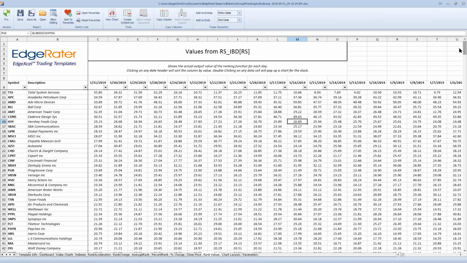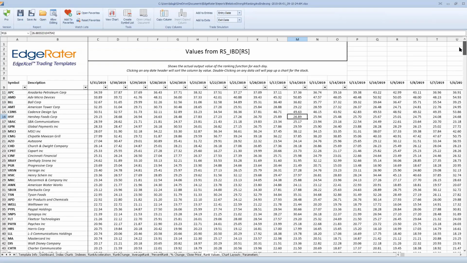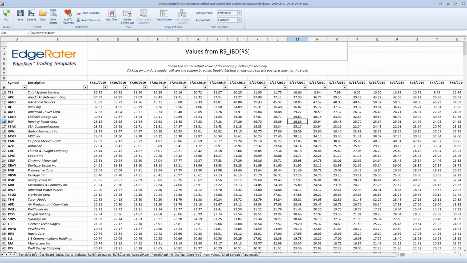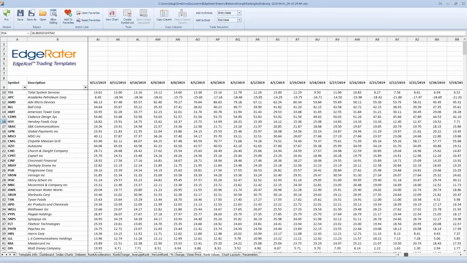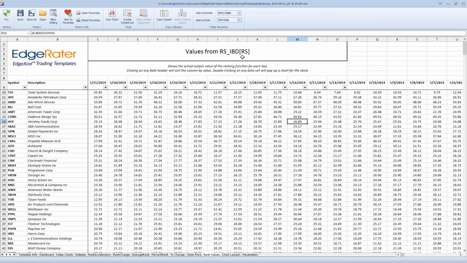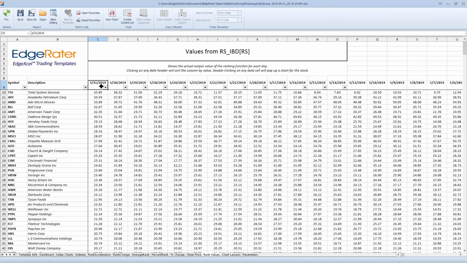This is for every stock in the list. And for every day that you have chosen to run this report for, it's gone ahead and actually calculated the output from the ranking function. And it's put the actual raw value, the ranking value, into each cell for each stock. And you can group and sort these just in the normal way you do with EdgeRater reports by clicking on the columns so you can find the top and the bottom.